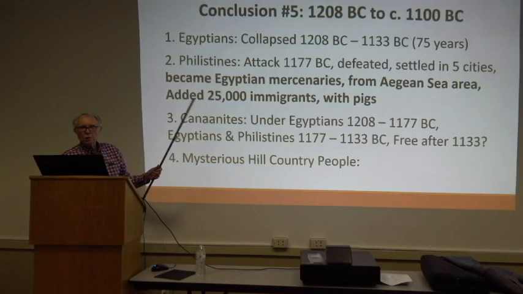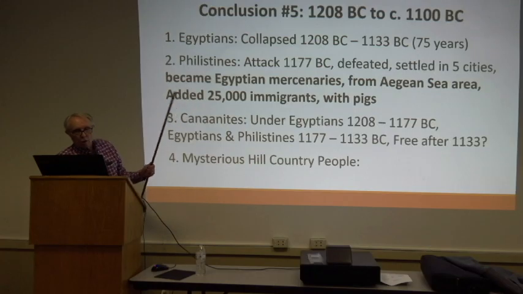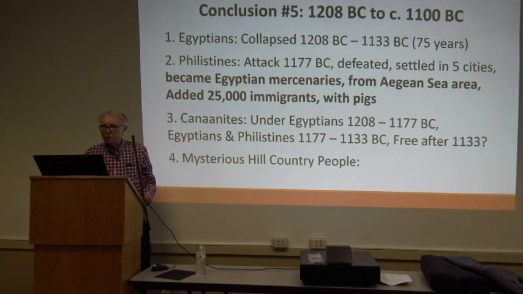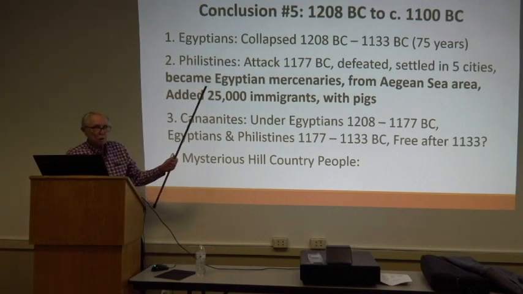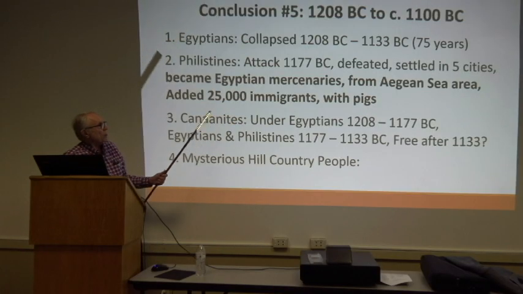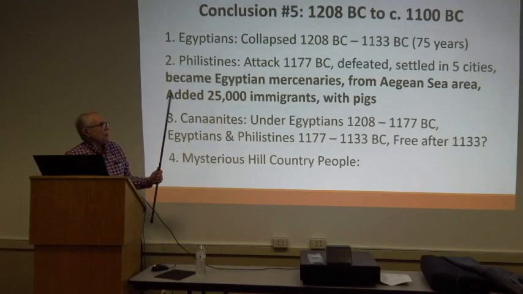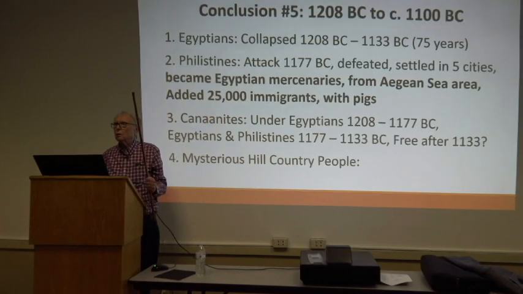What happened between 1208 to 1100, which was the Egyptians collapsed, the Philistines attacked, settled in 5 cities, became Egyptian mercenaries to control the Canaanites. They came from the Aegean Sea area, and they added 25,000 immigrants with pigs. Pig is a big food in Greece, in the Aegean Sea area.